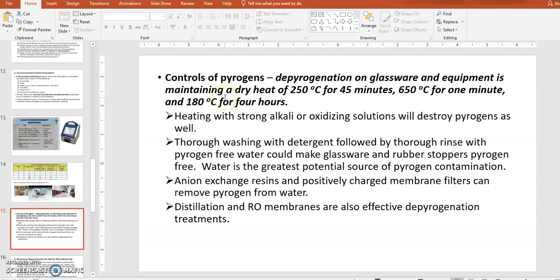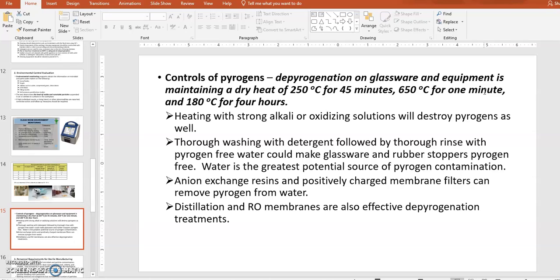And important thing about pyrogen endotoxins, how do you eliminate those? How do you control those? So depyrogenation is the process of eliminating, removing pyrogens, right? So glassware equipment is maintained at a dry heat, about 250 degrees Celsius for about 45 minutes minimum. Then you can eliminate the pyrogens. If you can use higher heat, like 650 degree heat, 1 minute treatment is enough.